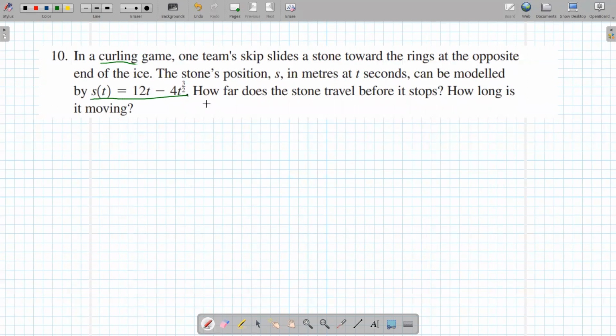Okay, so again, position. How far does a stone travel before it stops? Interesting. How would you approach this? How far does it travel before it stops? That means the velocity is going to be 0, right? When it stops, the velocity will be 0. So what you do is you find s prime of t. Find the derivative of that function up there.